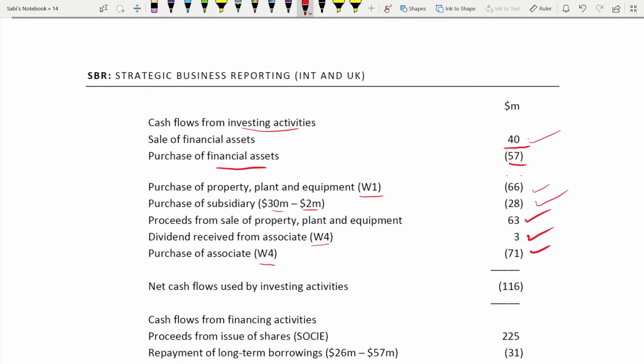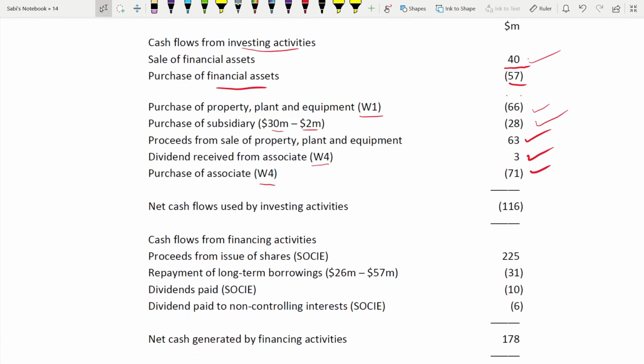Next we are moving on to the financing activities. Financing activity is one of the easiest things, so we can just finish off with financing activities, then I will move on to this 57. Dividend paid to NCI, this you will get from the statement of changes in equity. Dividend paid is 10 and 6. Proceeds from issue of share 25 and repayment of long-term borrowing 26 minus 57.